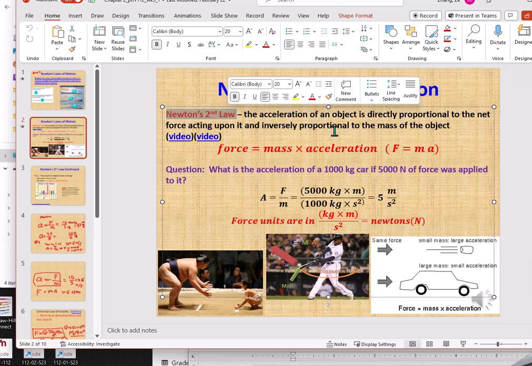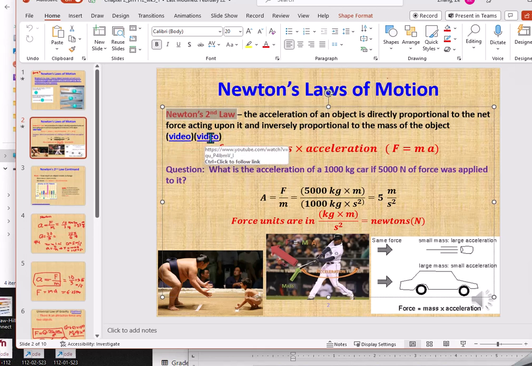Here we have some videos, and I probably don't want to show them here, but you can watch them when you get these notes. So, what does that mean? Newton's second law says, and of course here I use my simulation again.